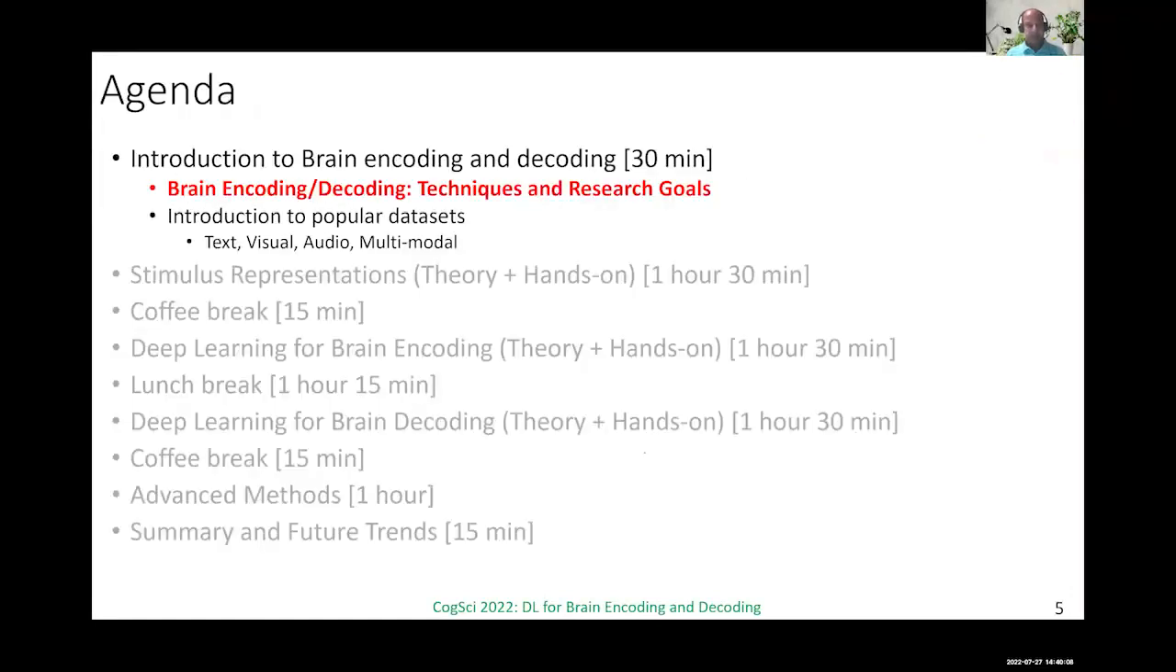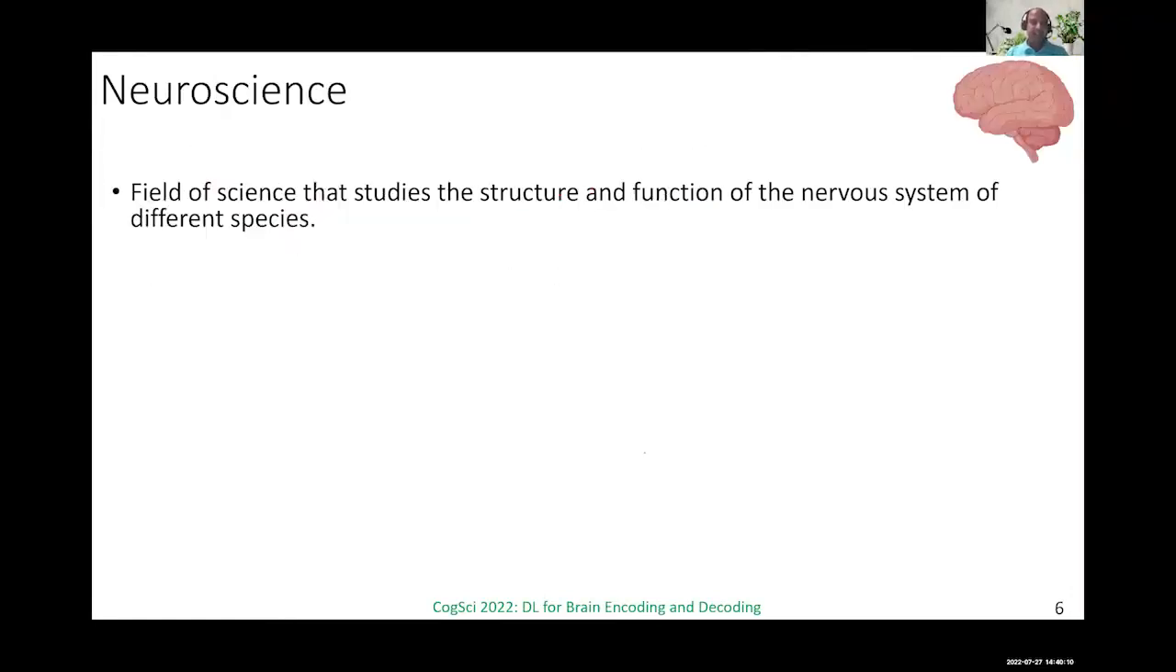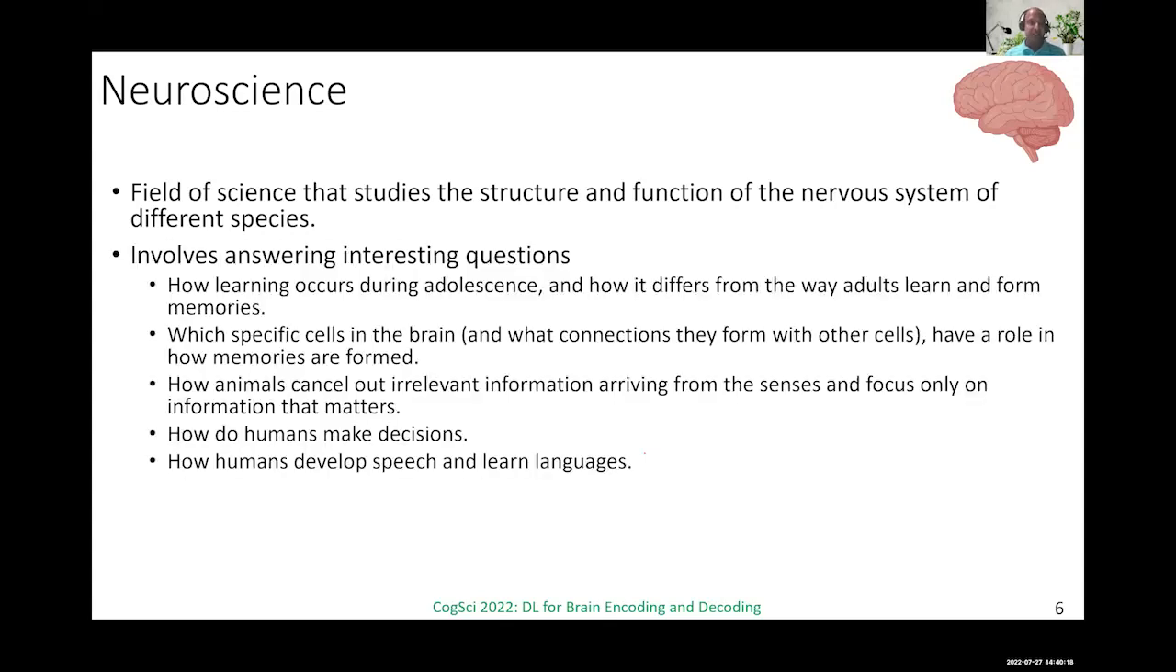Neuroscience is a field of science that studies the structure and function of the nervous system of different species, particularly humans. It involves answering very interesting questions. In fact, these are some of the questions that a kid has in mind when they start understanding science. How does learning occur during adolescence, and how does it differ from the way adults learn, and from memories? These days, I think about it when my kid is learning. When she's learning, I'm trying to observe by actual senses and experience them.